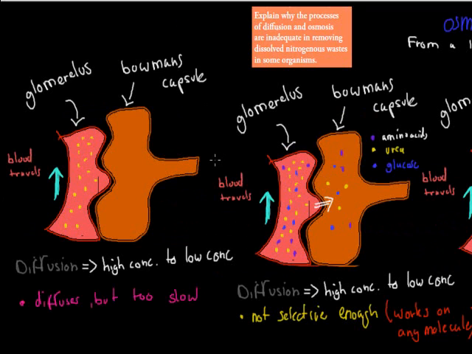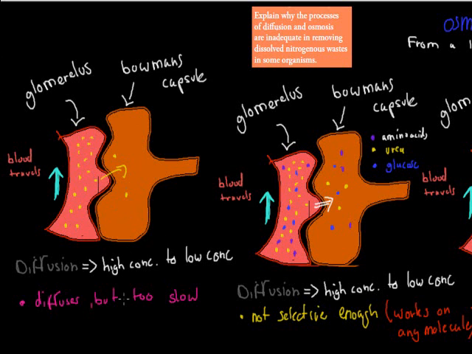Explain why the process of diffusion and osmosis are inadequate in removing dissolved nitrogenous waste in some organisms. So remember, diffusion was from high concentration to low concentration. So if you imagine this to be the blood, and this to be the kidney, the Bowman's capsule, the first part of the kidney, then yes, you will have some of these yellow molecules, which are meant to be urea. You will have some of them going over.